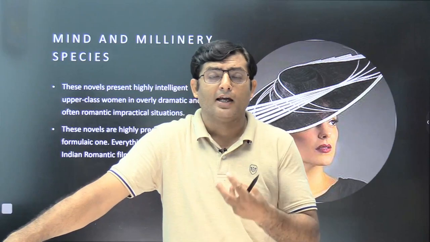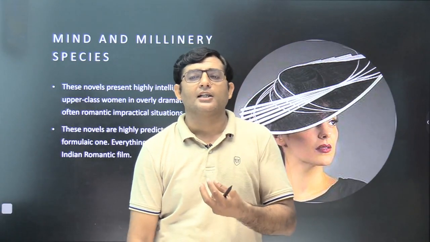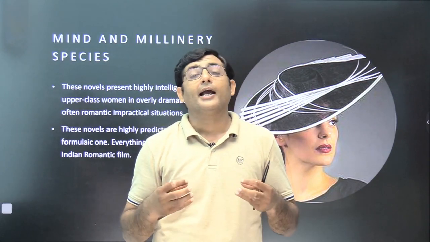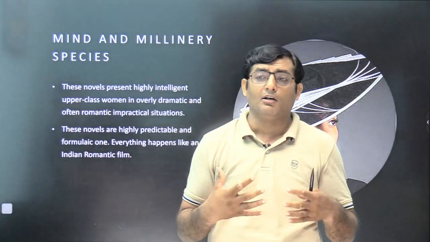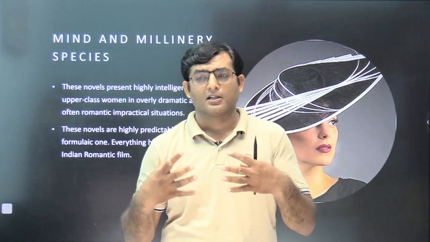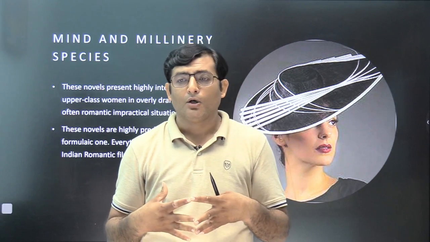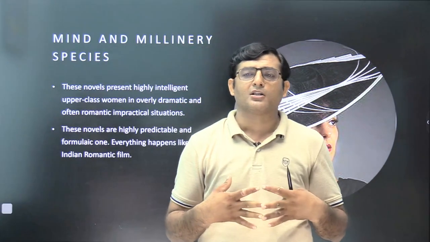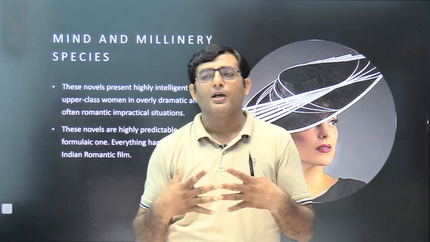Ek dusre novel ka zikr karte hain. In Laura Gray, another novel in the category, the protagonist Laura Gray jo hai, she is able to quote Latin. Rank and Beauty, another novel quoted by George Eliot, includes incredibly unreal circumstances. A woman hoti hai, Miss Windham, she falls in love with Lord Rupert Conway, the Prime Minister or leader of the United Kingdom, based loosely on reading about him in the paper.